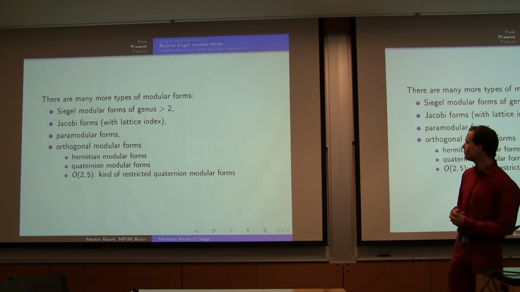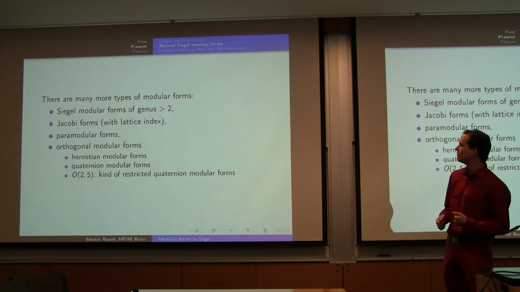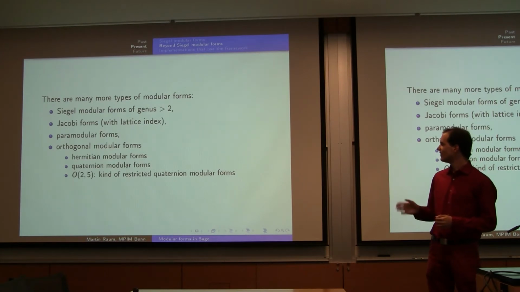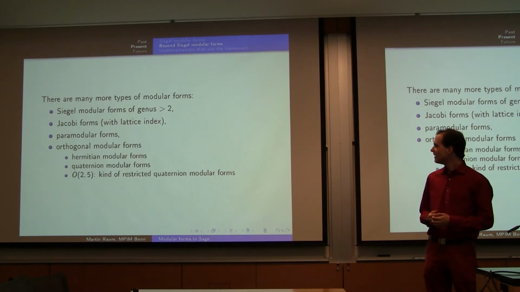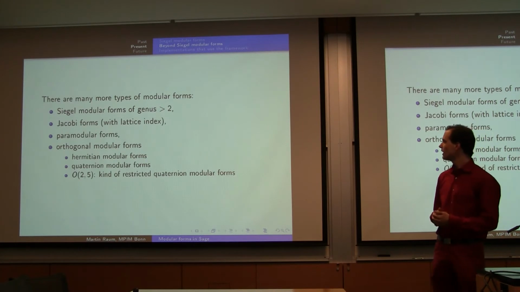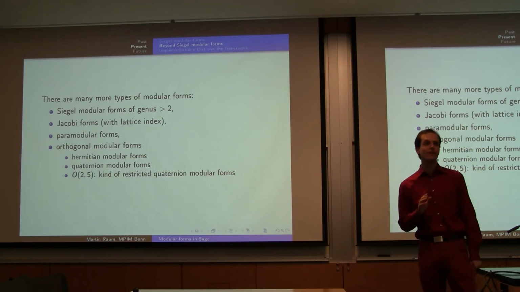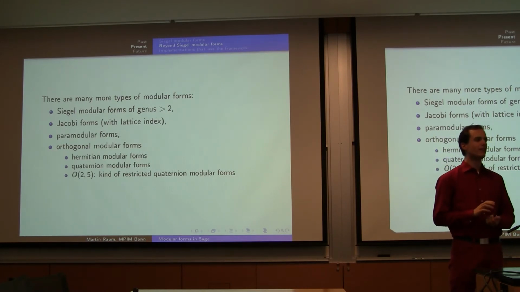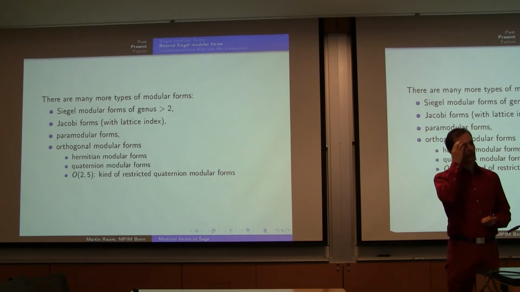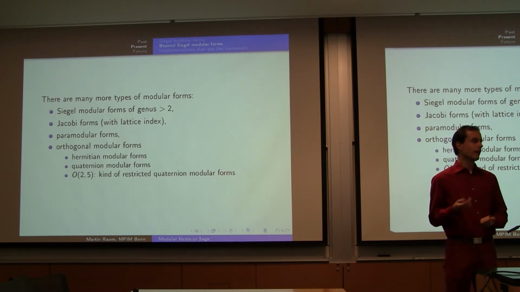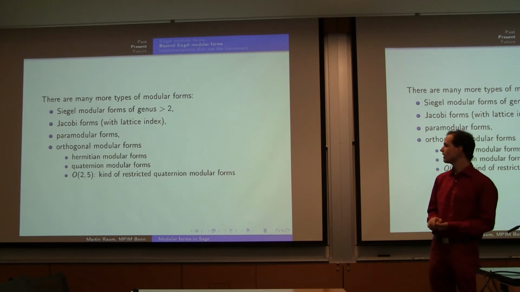And then, of course, orthogonal modular forms, where most people know Hermitian modular forms, few know Quaternion modular forms, and O(2,5) is very, very badly known. I mean, it's kind of restricted Quaternion modular forms, but it's really a nice object because Hermitian modular forms we can deal with up to a certain extent. Quaternion modular forms, we are actually in the process of determining the graded ring for the Quaternion algebra ramified over square root of 3. And we know the one ramified over 2. But apart from that, we know almost nothing about Quaternion modular forms.